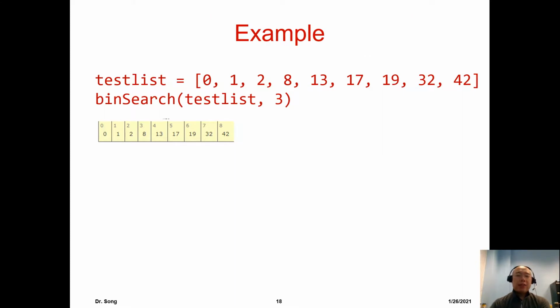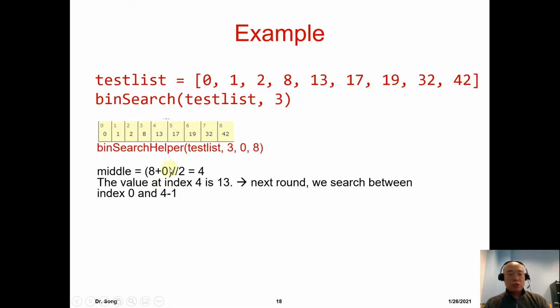Okay, here's an example. If we have a list and we are searching for 3, how do we do that? We have the lower bound as 0 and the upper bound as 8. So what's the middle value? The middle index should be 4, and on the middle index, we have 13. We are looking for a 3, and 3 is lower than the middle value, which is 13.